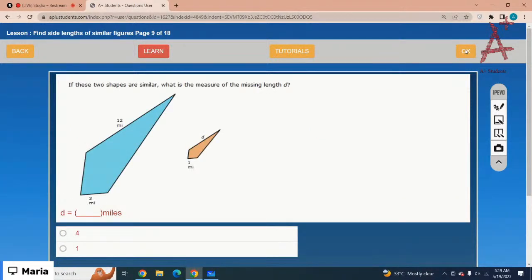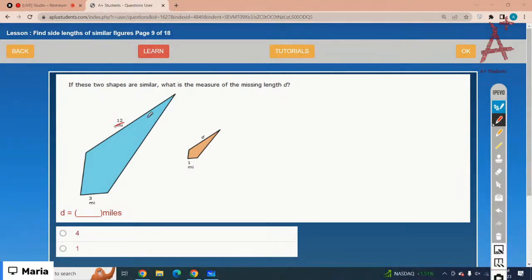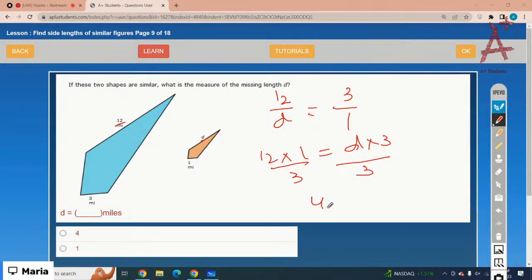Okay, if these two shapes are similar, what is the measure of missing side length D? So here 12 and D are similar, it would be 12 divided by D. Then you have 3 and 1 are similar, it would be 3 divided by 1. So it would be 12 times 1 equal D times 3. Divide both sides by 3, it would be 4. The correct option is D equals 4.